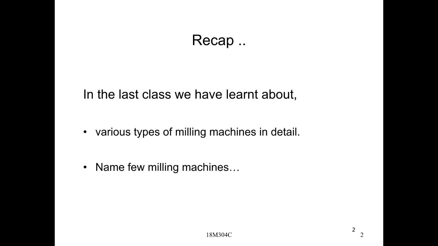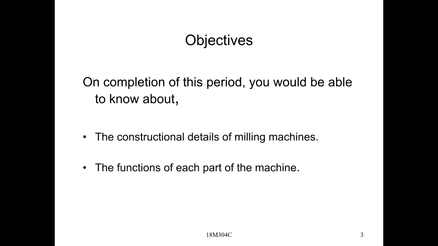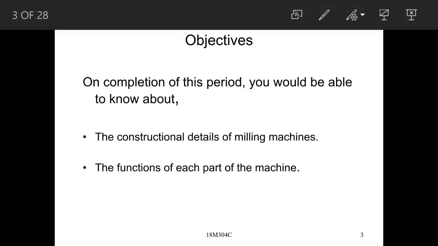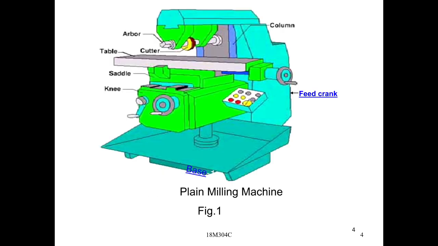Next thing, in the next class, we need to mainly cover the construction details of the milling machine. What are the parts that will be provided, which type of each, and what is the main function of each and every part. And what are the tool holding devices used in the milling machine. These are the main three topics. So you can observe this is the figure of a plain milling machine.